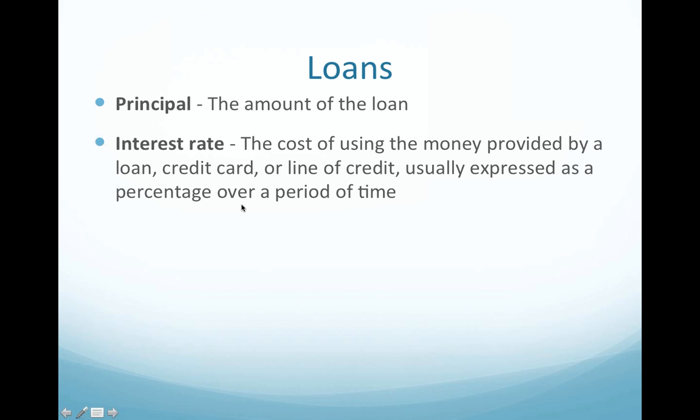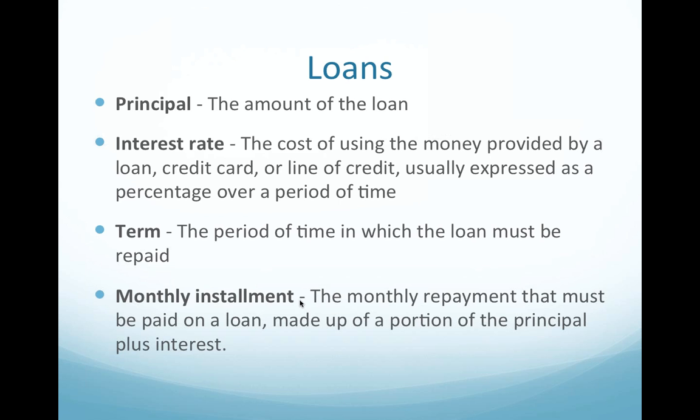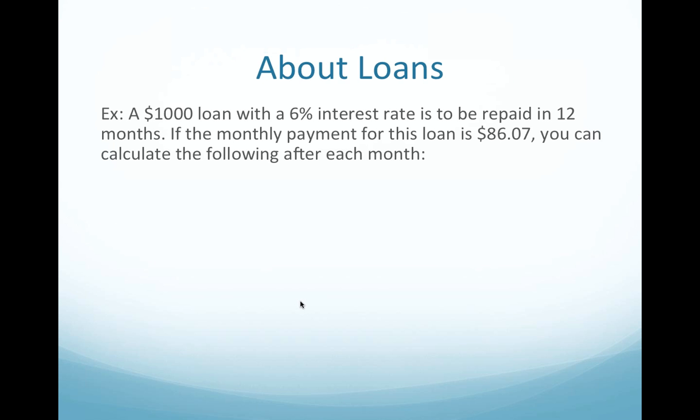So what the finance charges are for a loan, we call that the interest rate. The amount that you're borrowing, we call that the principal. The term is the period of time in which the loan must be repaid. Monthly installments is the amount you pay each month. Okay, so here's a situation about a loan. A $1,000 loan with a 6% interest rate is to be repaid in 12 months. If the monthly payment for this loan is $86.07, you can calculate the following after each month.